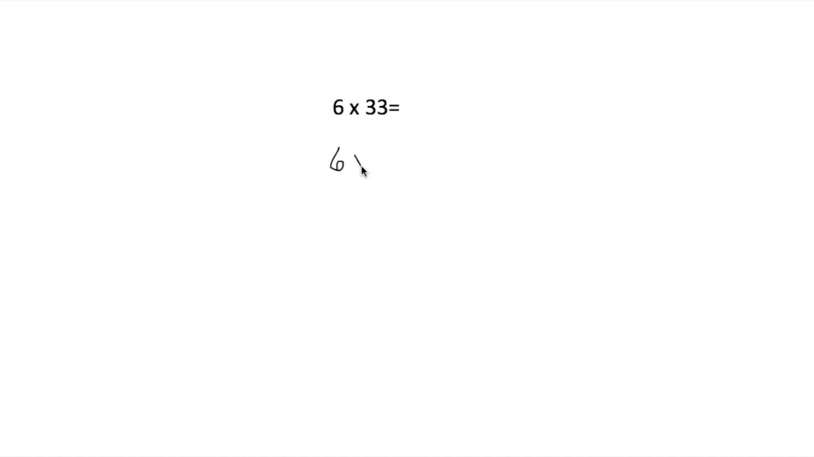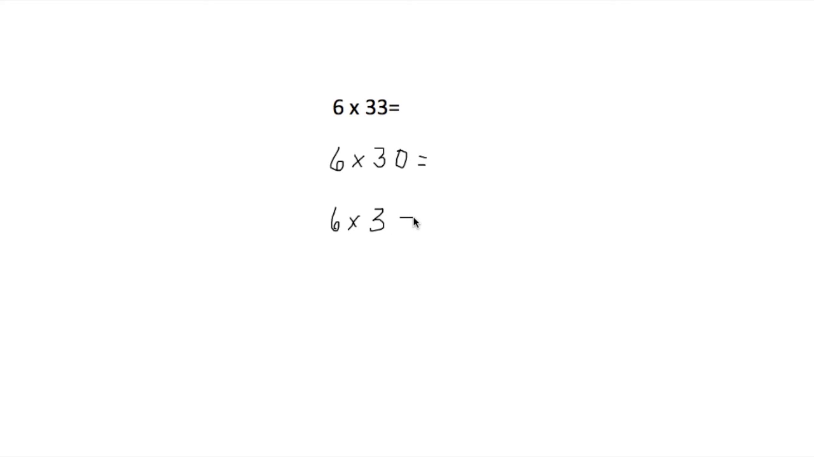times, and we look at our tens place. We have a 3, so it would be 30 because it's in the tens place. So 6 times 30. And then we look at the ones place, which is a 3, so we leave that as 6 times 3.